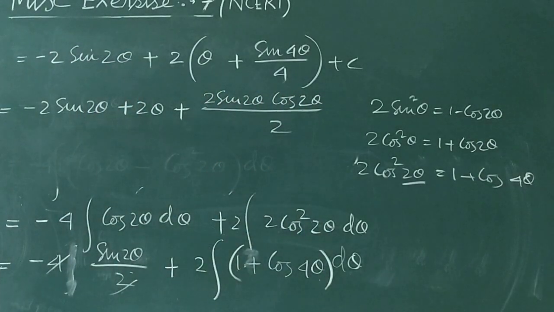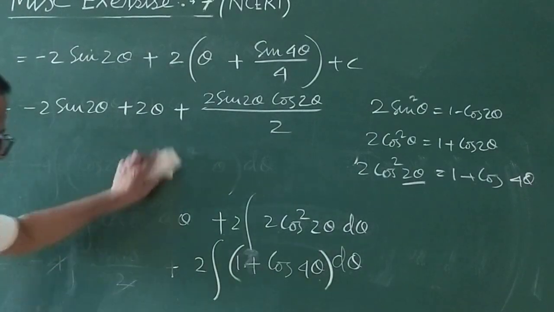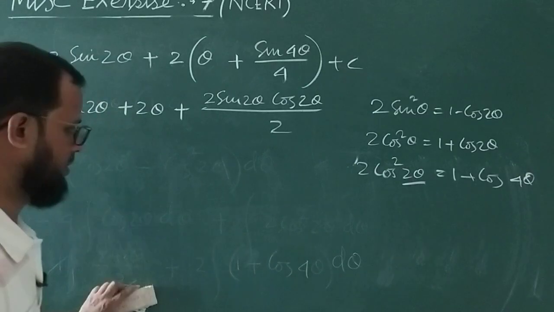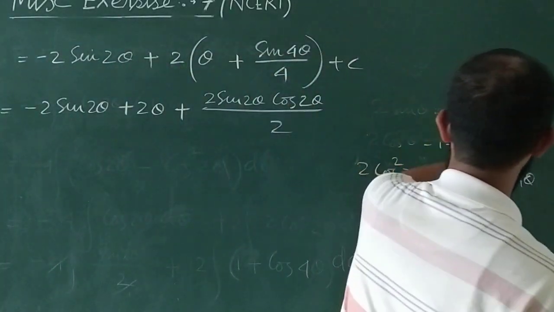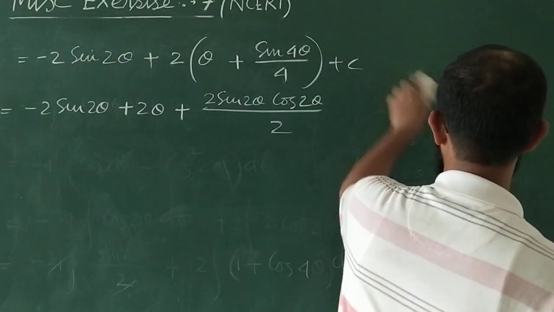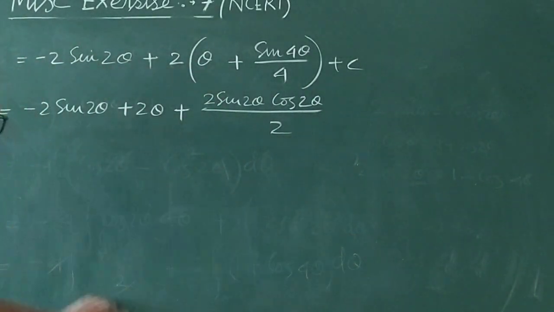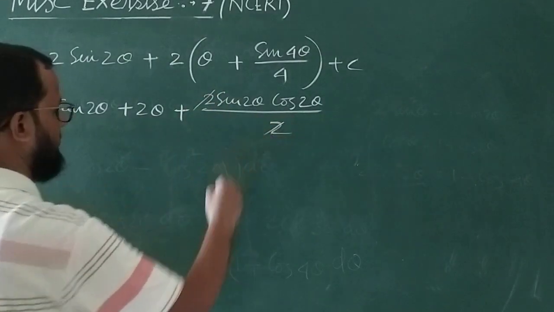Sin twice a equals 2 sin a cos a. This formula I have applied here. So lots of trigonometric formulas are applied here. You see, we are doing more trigonometry than integration, so you should be an expert in trigonometry. Whatever formulas you have, revise them and remember them. Okay. So this 2 cancels.